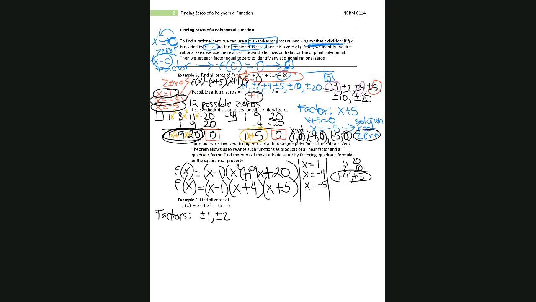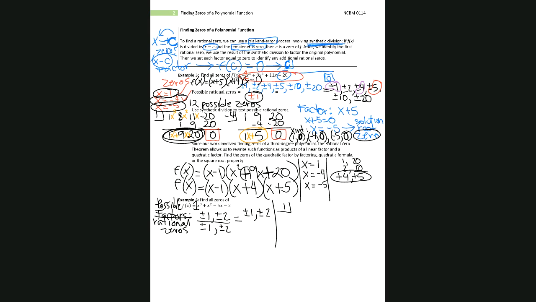Now the factors of the leading coefficient are just ±1 and ±2. So what that tells me is that all my possible rational zeros are going to be just ±1 and ±2. So we only have 4 possibilities. Let's try to test them all. So I'm going to start with +1.